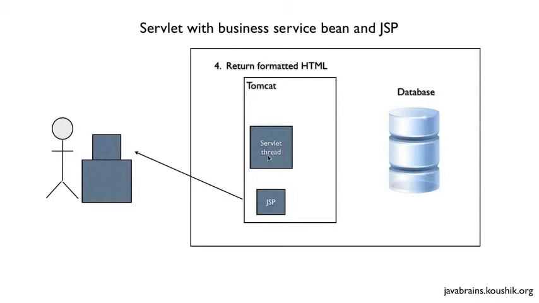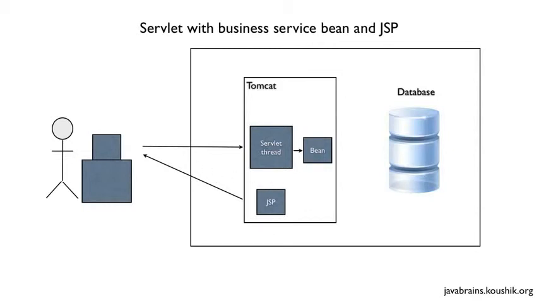You have the servlet, which is the controller, which is our stickman who acts as a waiter, and then you have the business service bean, which is the cook, and then you have the JSP, which is the presenter. Now, normally what would happen in this kind of a flow is something like this.